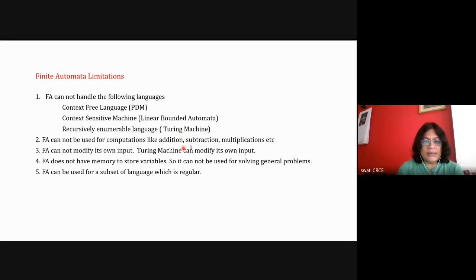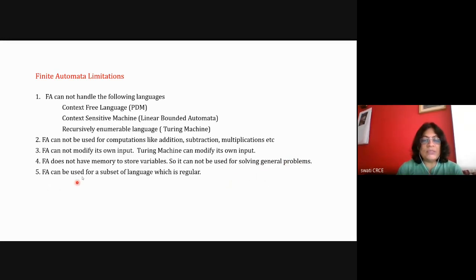Okay, so it is complicated to understand. Finite automata does not have memory to store the variables. It cannot store the variables. So that's why it cannot count how many A's were there previously. So it cannot be used for solving general problems. If there are many general problems, it cannot solve them.